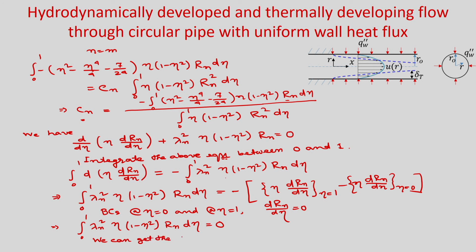So, from here we can get the eigenvalues lambda_n squared, because you can see this is the condition. For different lambda_n you will get different R_n. So, if you know R_n, then to satisfy this, because the right hand side will be 0, you can find the value of lambda_n squared from this equation.